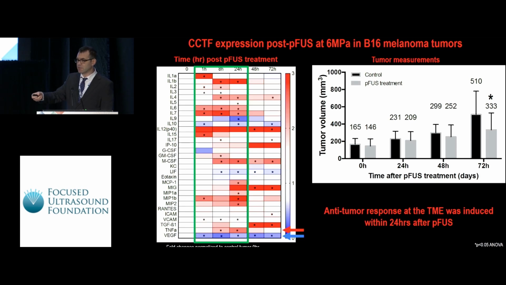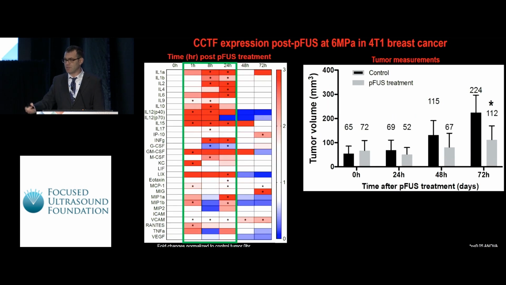As we could see here, in the period of 72 hours, we got significantly smaller tumors compared to the control. Another thing that we noticed was that we got a clear inflammation response in the first 24 hours after treatment with FUS. A thing I would like to point out is TNF-alpha, which went up, and VEGF, which went down in its expression. For 4T1, as I said before, it was different behavior, but overall the same pattern.